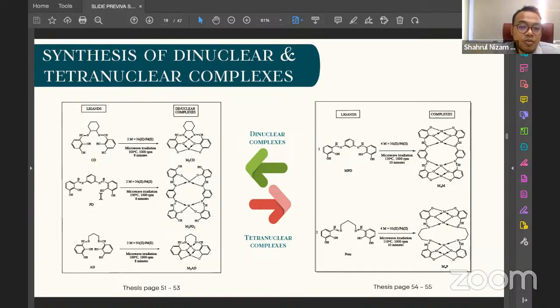So we can get also from PD dinuclear complexes here, can you see? And then we can get also dinuclear complexes from AD. From tetranuclear complexes, you can get MPD, you can give us 1, 2, 3, 4 tetranuclear complexes. And from prime, we can get 1, 2, 3, 4 also tetranuclear complexes.